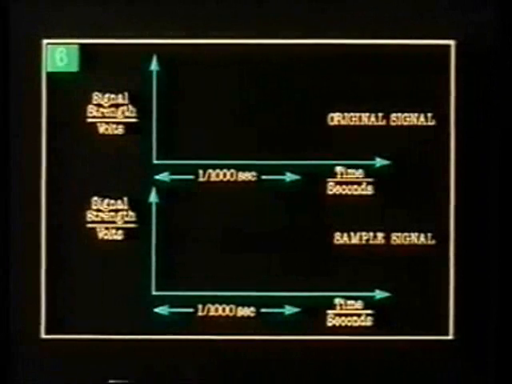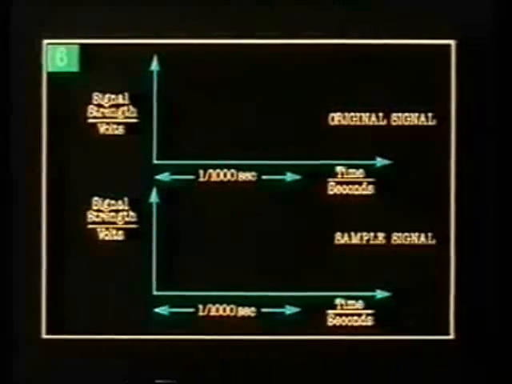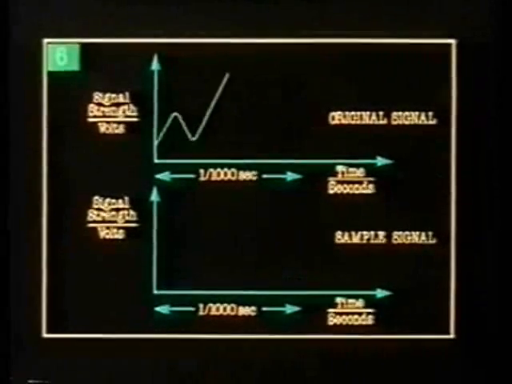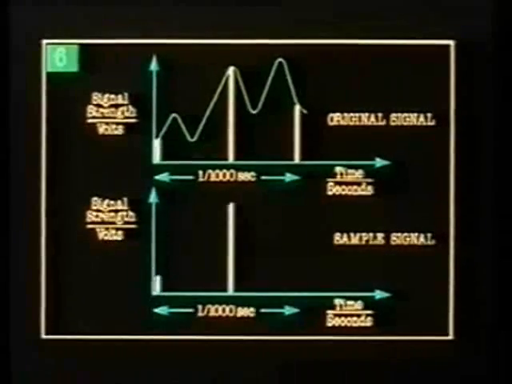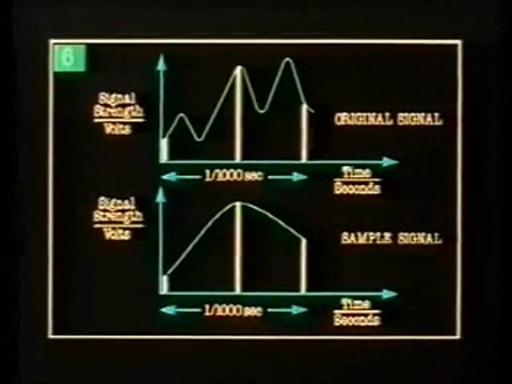Here we've taken 3 samples in 1/1000th of a second. That's 3,000 per second, or a sampling rate of 3 kilohertz. What would the reconstruction of these 3 pulses look like? Not much like the original.